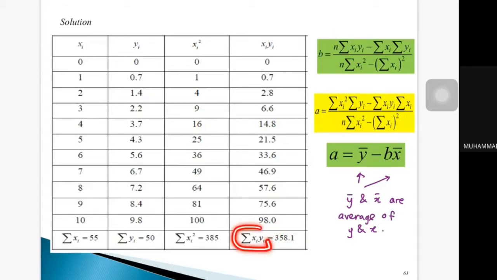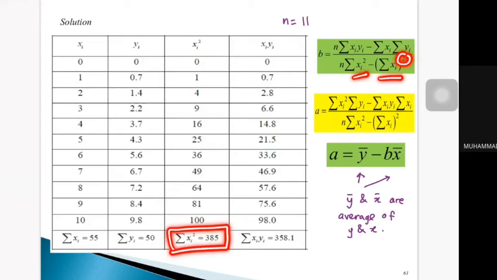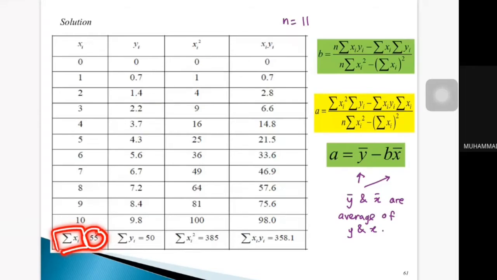This is equal to this value. The summation of x is 55, the summation of y is 50, and again n is equal to 11, the number of points. The summation of xi squared is 385, and the summation of xi you have to square, 55. So from this you can find your b and also a.